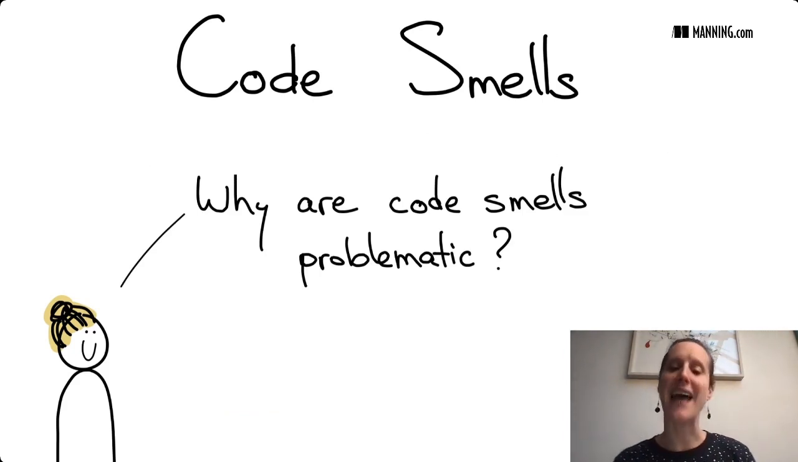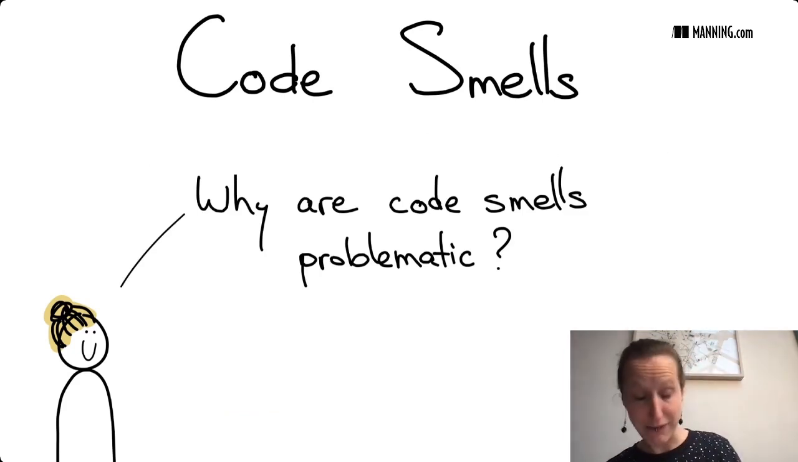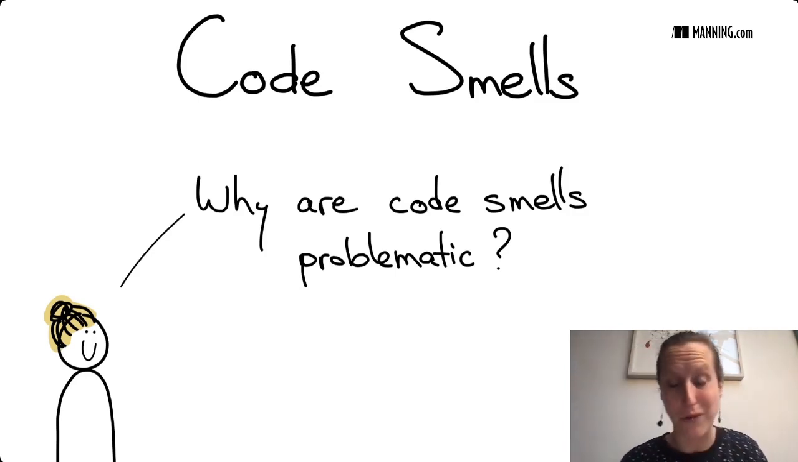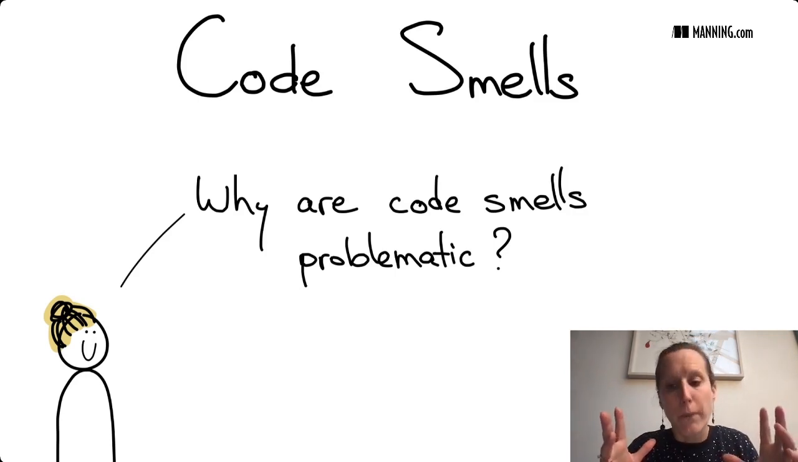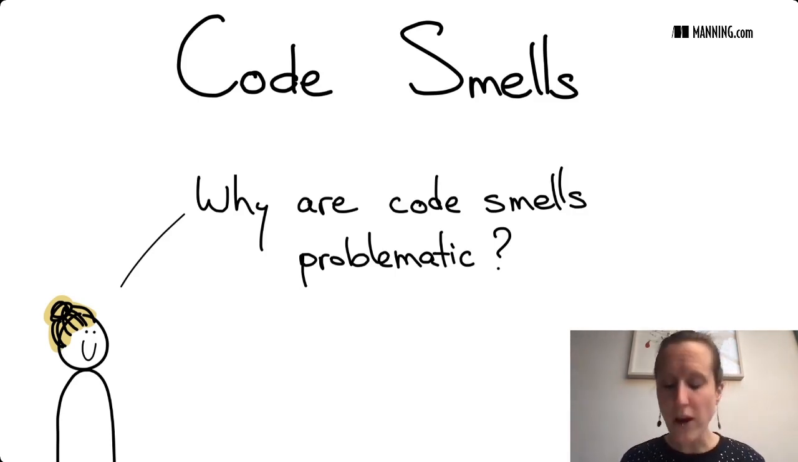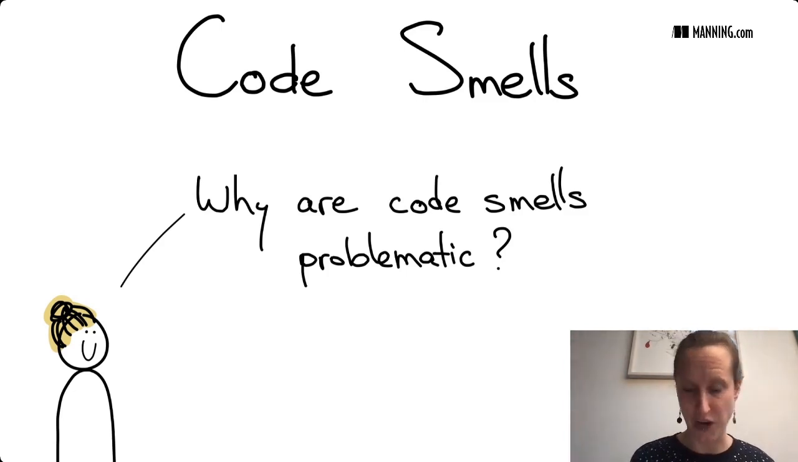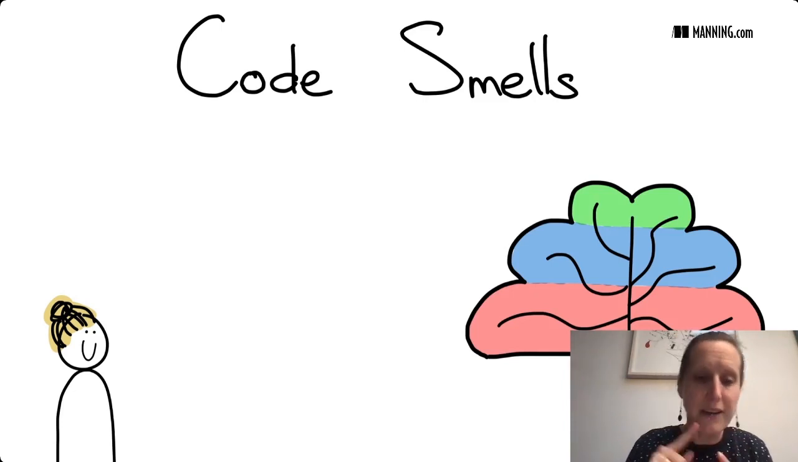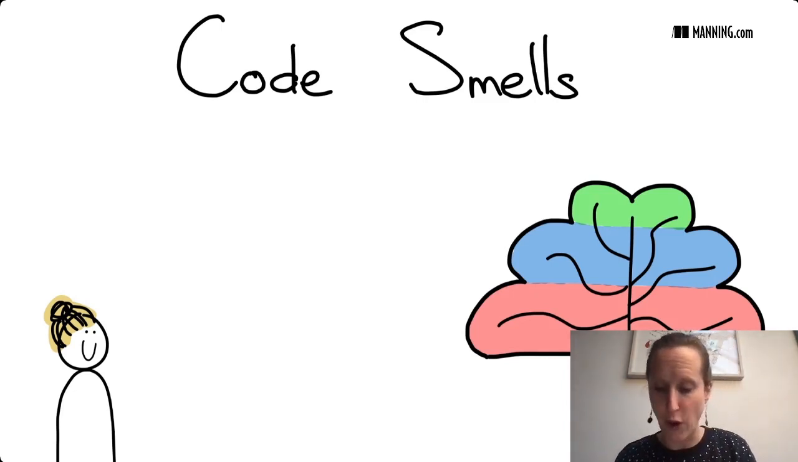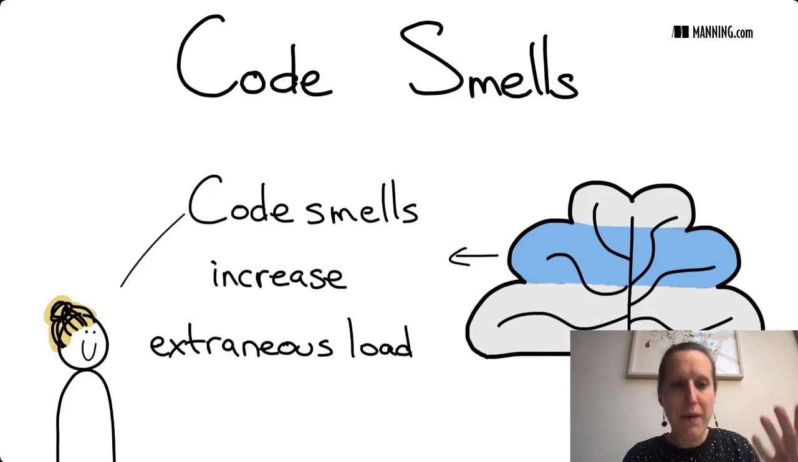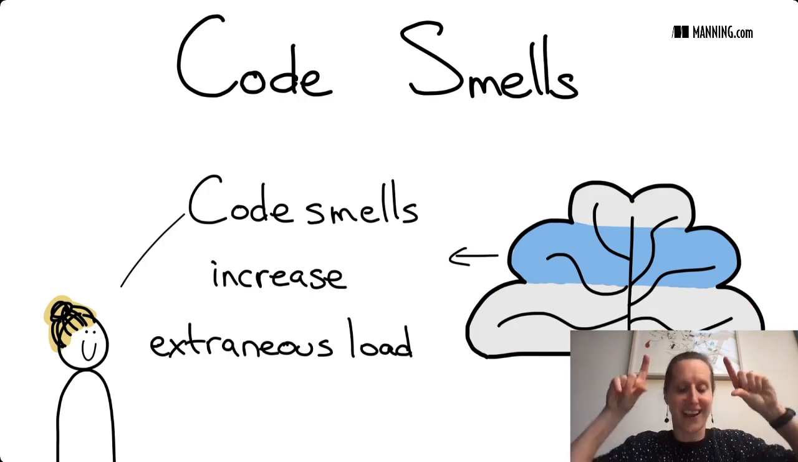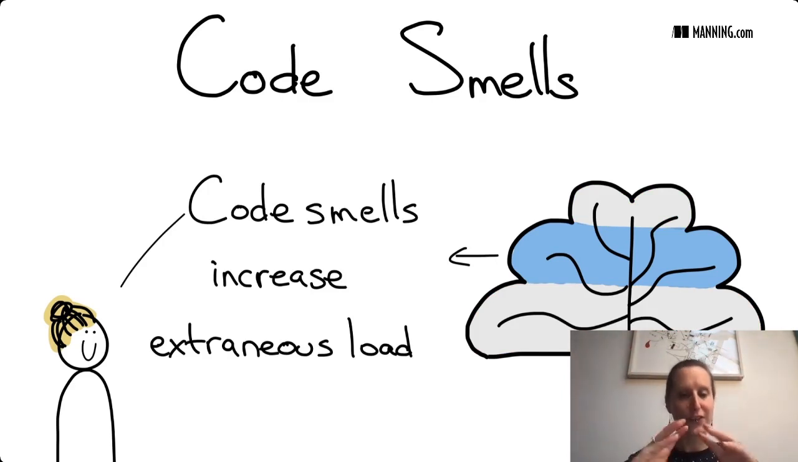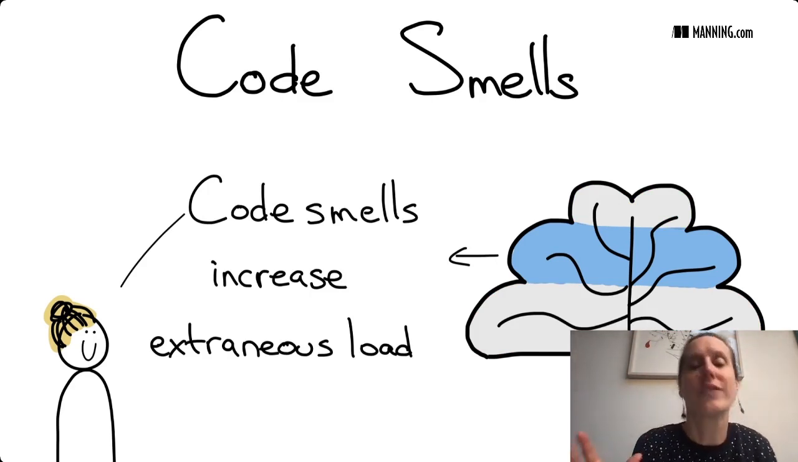So firstly, let's examine in general. Later in the video, we'll talk about specific examples of code smells and why they are troublesome from a cognitive perspective. But let's first look at code smells in general. Why are code smells problematic in general? And to answer that question, we have to go back to those 3 different types of cognitive load. What code smells do is they increase extraneous load. The lowest level, the intrinsic load, still stays the same.